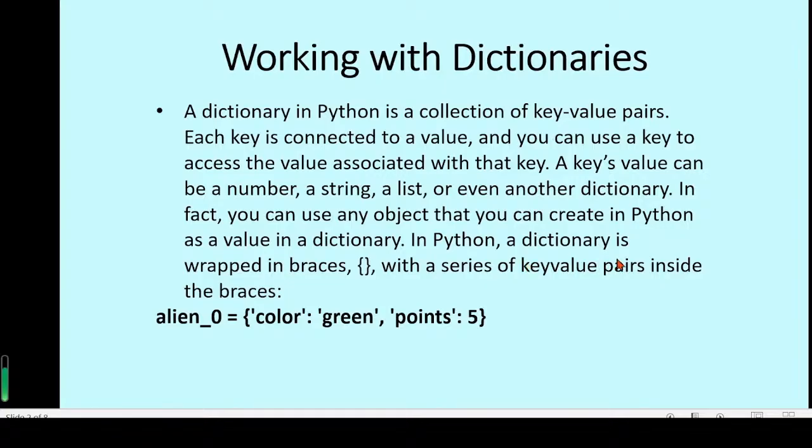In Python, a dictionary is wrapped in braces, with a series of key-value pairs inside the braces. So this is a dictionary with two key-value pairs, and the keys are color and points, and the values are green and 5.